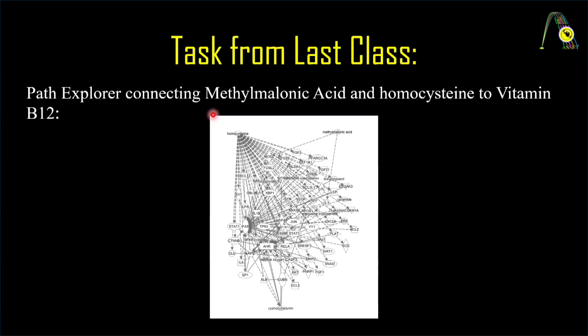Finally, if you use the Path Explorer for methylmalonic acid and homocysteine connected to vitamin B12, you should have gotten something like this. It's quite a few connections over here, as you can see, and it connects to cyanocobalamin. Cyanocobalamin is another term for vitamin B12, basically. So you should have gotten something that looks like this.